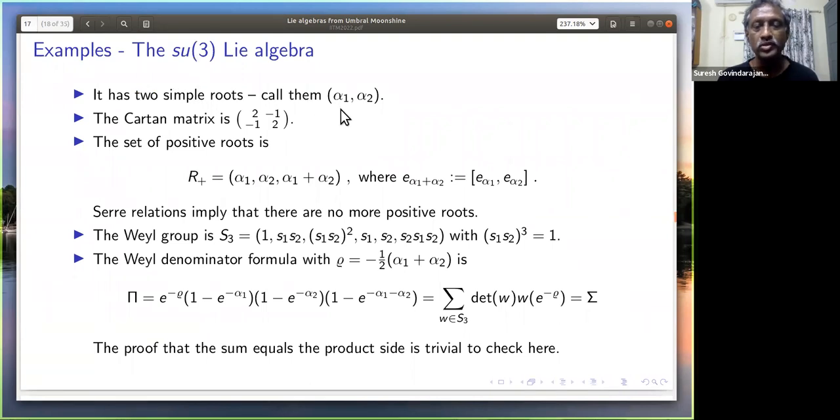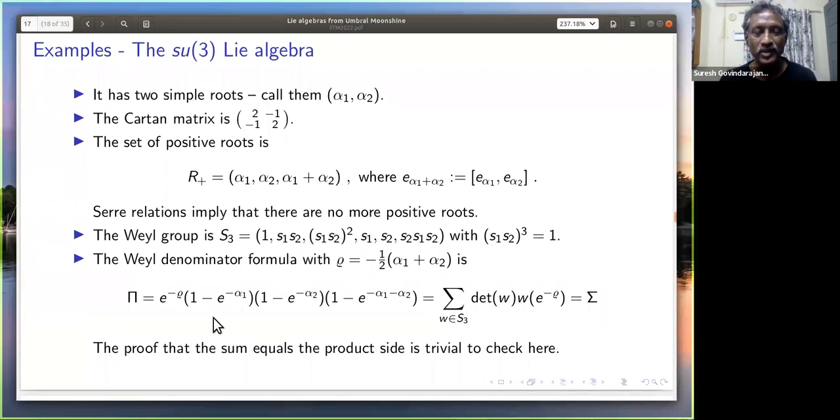So if you take SU3, it has two roots, alpha 1 and alpha 2, and their inner product, this is the Cartan matrix: inner product of alpha 1 with alpha 1 is 2, alpha 1 with alpha 2 is minus 1. So you remember the Dynkin diagram is two dots connected by a line. So this is just that. And the set of positive roots is nothing but alpha 1, alpha 2, and alpha 1 plus alpha 2. So the root vector associated with alpha 1 plus alpha 2 will be the commutator of e alpha 1 with e alpha 2. Okay. But in terms of the weight vector, it will just add up. Okay. So this is what I mean. I've written it here. E alpha 1 plus alpha 2, we usually call it alpha 3. Okay. And Serre relations imply that there are no more positive roots because this is minus 1. So if you take another commutator, if you did e alpha 1 with e alpha 1 plus alpha 2, it is 0. That's the Serre relation. And the Weyl group is just S3.